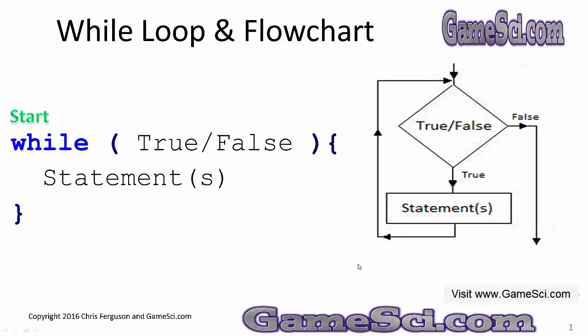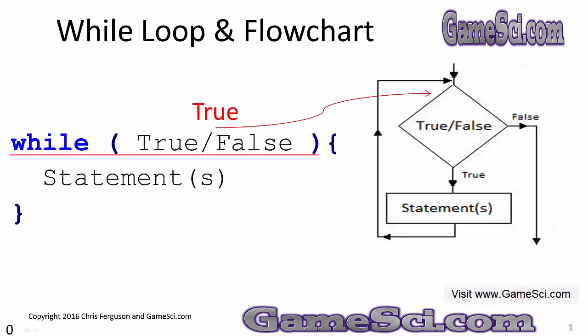Here is the while loop. We'll start with the generic or pseudocode while loop and show you a corresponding flowchart which illustrates the logic of the while loop. Essentially, while this statement is true, we're going to execute a block of statements. Now I've drawn a line from the code over to the flowchart to show you where the flowchart corresponds with the generic code here.